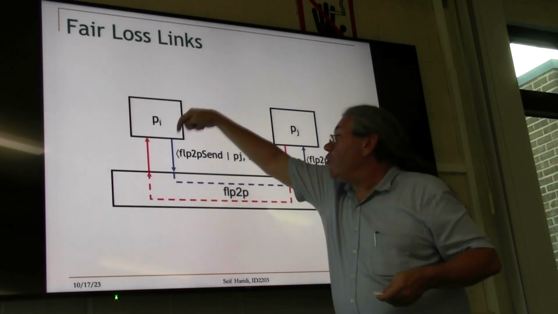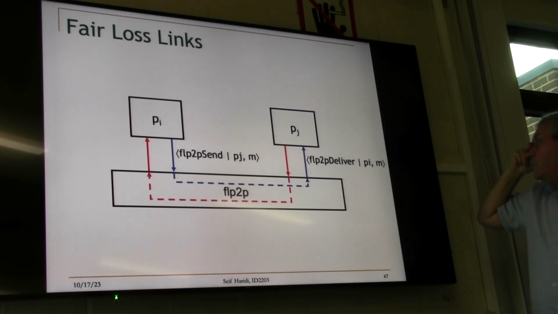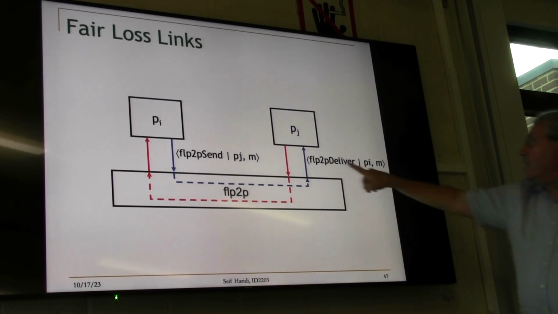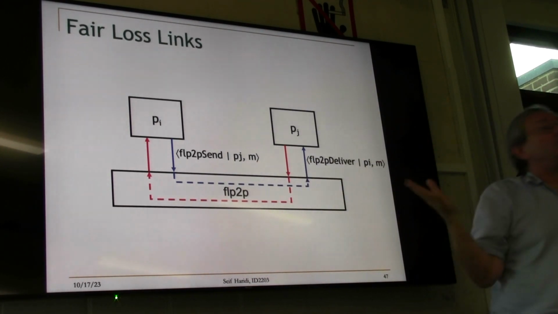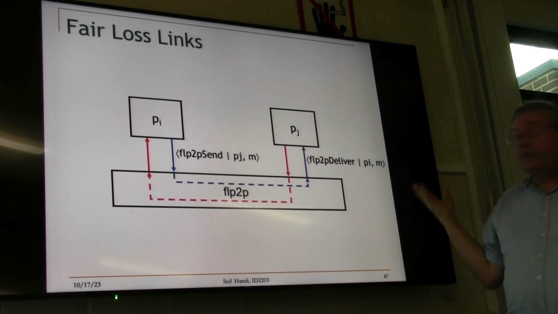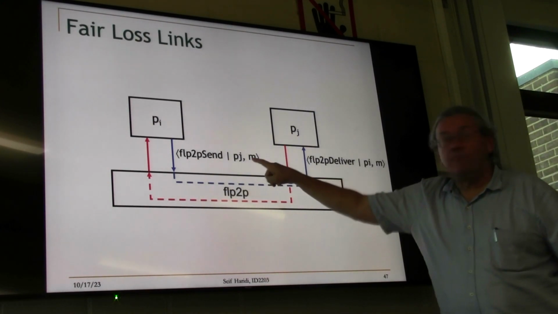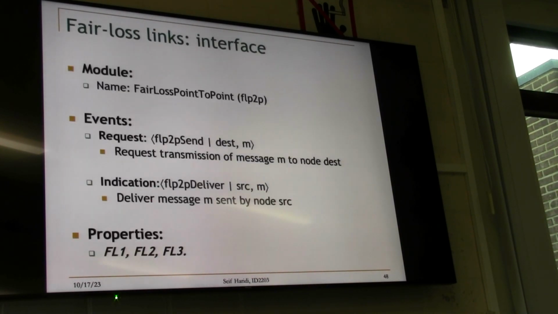So there is a request and an indication in the notation we used. Okay? And here the deliver record tells me where the message came from, PI, and it's the same message. This record, M, is an arbitrary data structure. I'm not going to make any assumption on how we represent it. We will just assume that we can represent whatever we need. Okay? So that's the fair loss link.